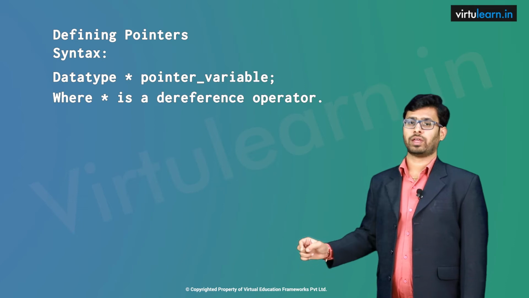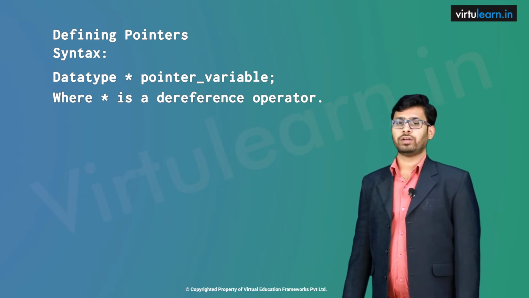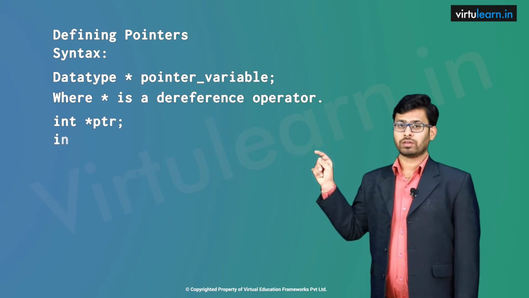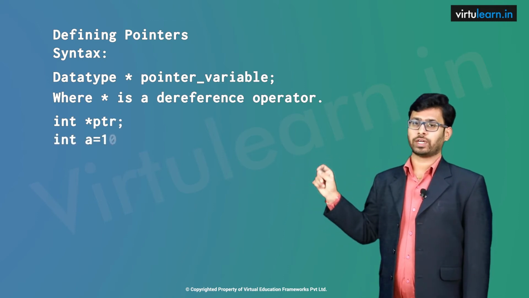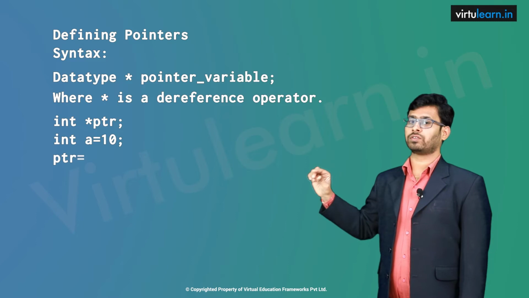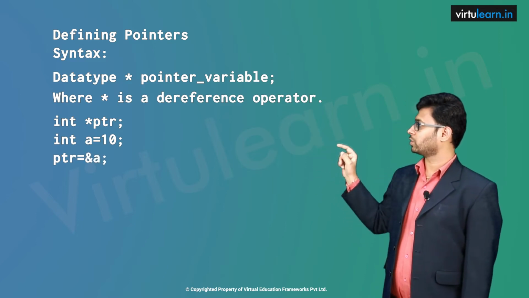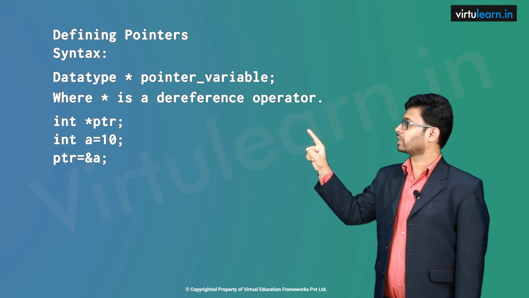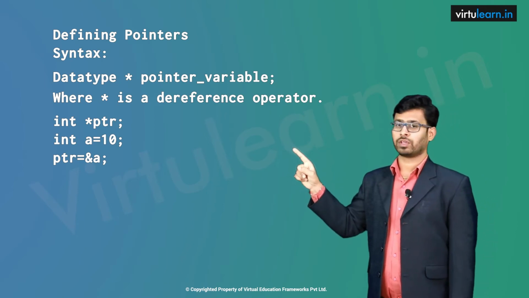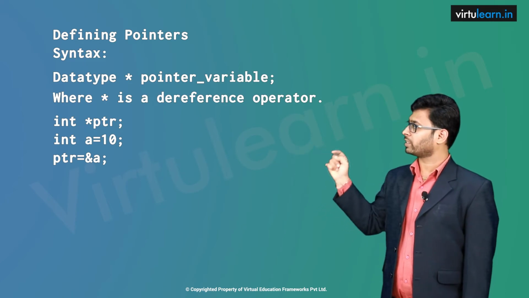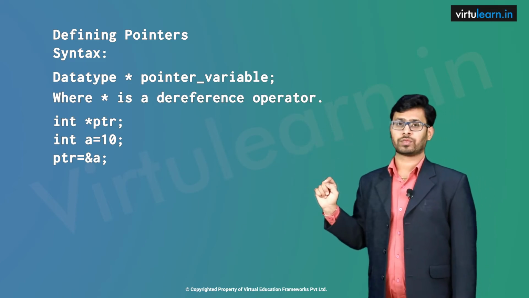Let us see one example. int *ptr; int a = 10; ptr = &a; So this particular statement, ptr equal to address of a, is the definition of the pointer. So a pointer is a variable which is storing the address of another variable.